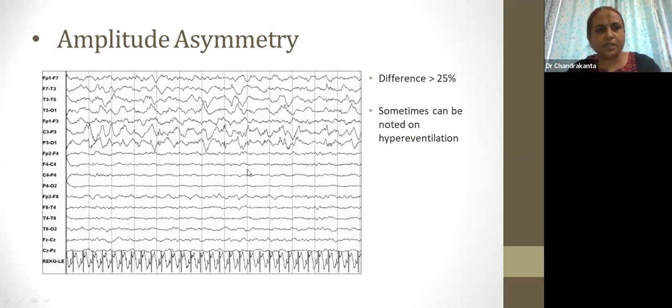In this EEG you can see the left side of the cerebral hemisphere, odd numbered electrodes, F7 and F3, and they have normal voltage. If you see the right side of the cerebral hemisphere, you see that the voltage of the wave is low. The amplitude is low in comparison to the left side, and this difference should be more than 25%. If it is less than 25%, that is normal. And sometimes this asymmetry may not be obvious during the recording, but it becomes obvious during hyperventilation.